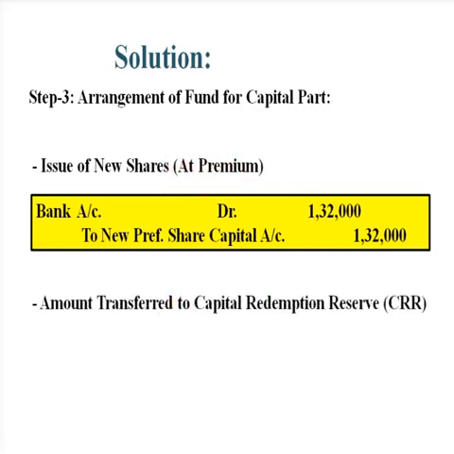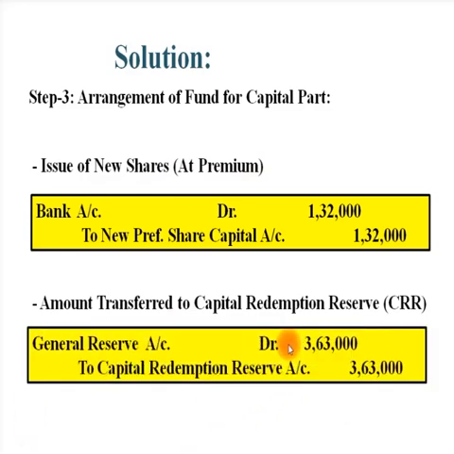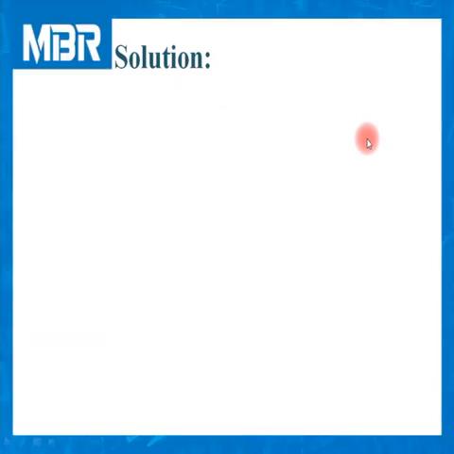Now amount transferred to CRR, capital redemption reserve. We have transferred rupees 3,63,000 from general reserve. So entry: general reserve account debited 3,63,000 to capital redemption reserve account 3,63,000.